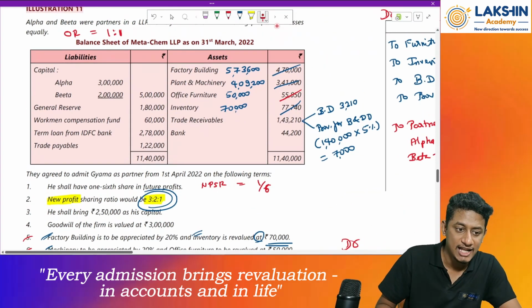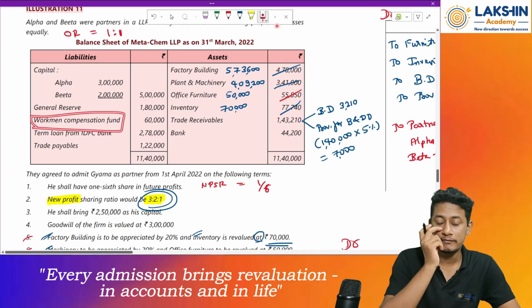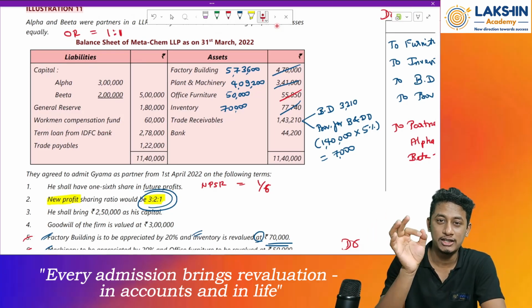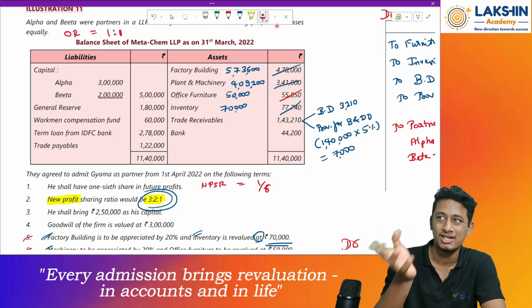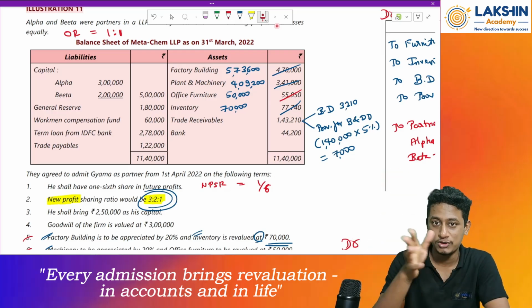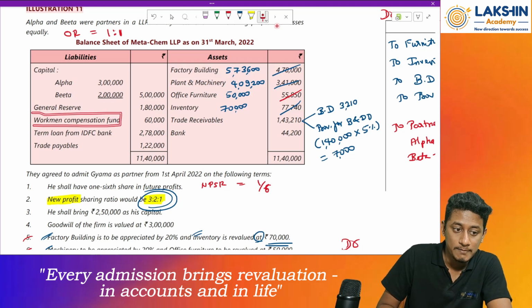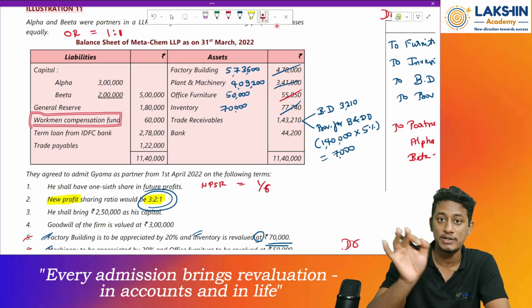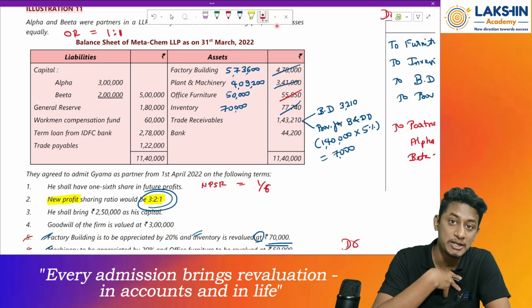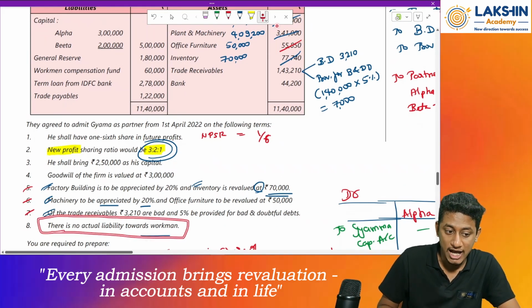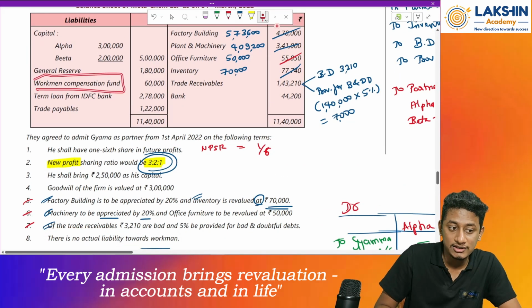Then why the hell are we maintaining this fund? See, workman compensation fund is something which is maintained so that tomorrow if an employee incurs some losses because of some damages or something falls upon him, then he has to put some medical expenses. So for that expenses, we maintain this reserve, workman compensation fund. So I have to provide some compensation to the workmen who are working for me. But if there is no liabilities as such, today, can I dissolve this? Yes, I can dissolve this.